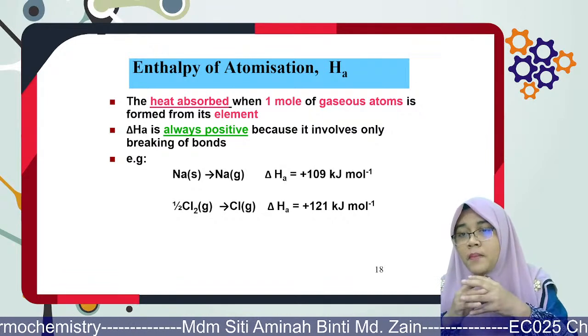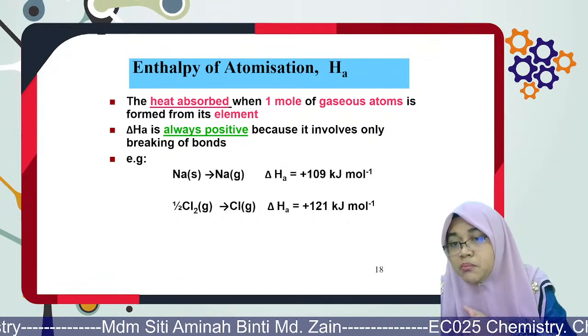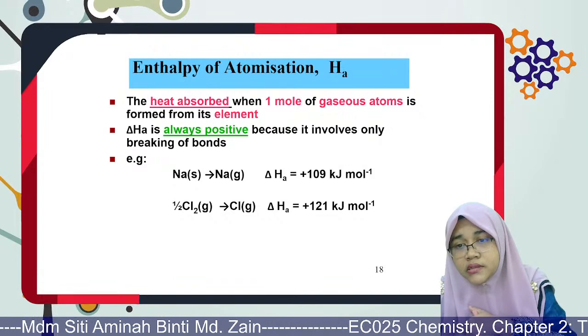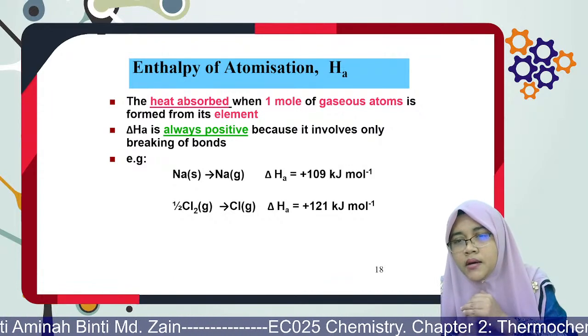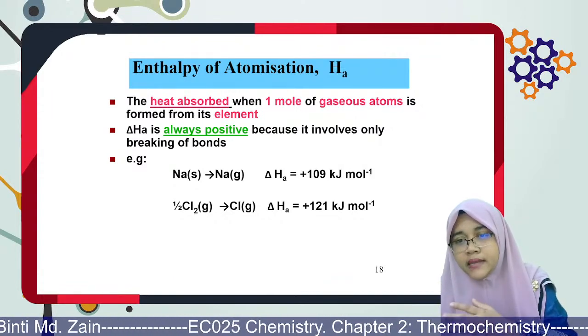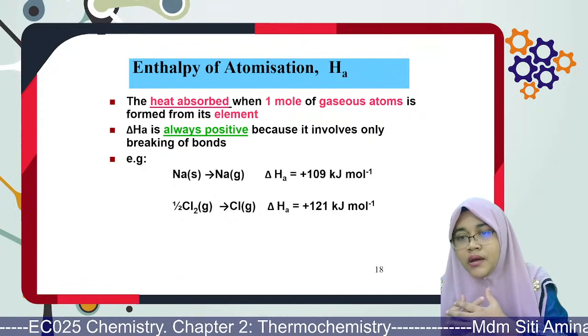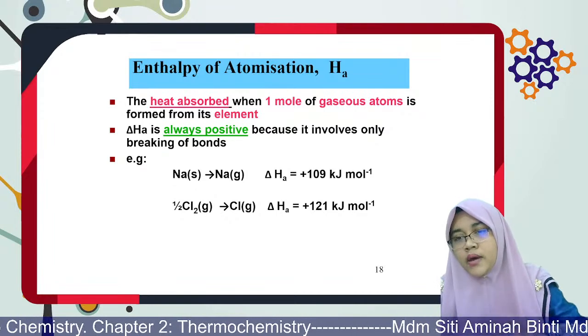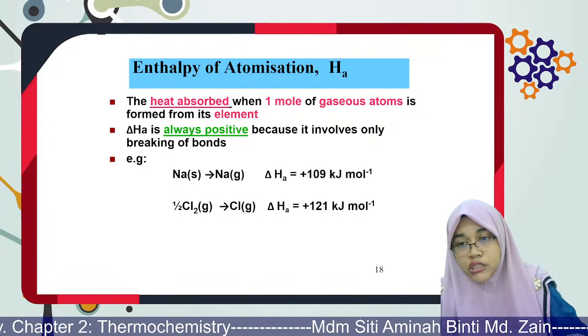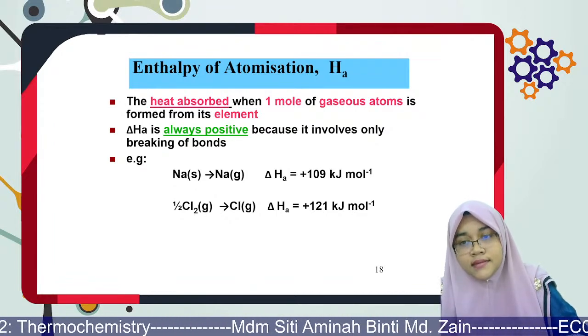Okay, to form an atom. An atom is the simplest particle. So to form an atom, you must break the bigger particles. So breaking any bond requires heat. That's why enthalpy of atomization is always endothermic.